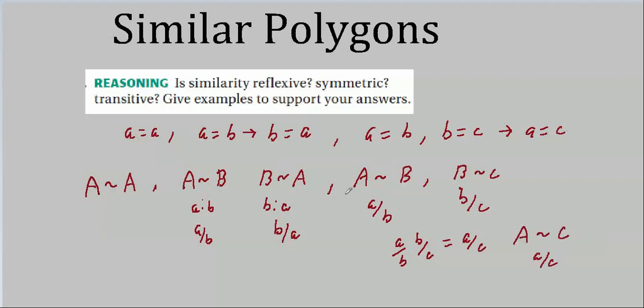This is not a really cool two-column rigorous proof, but the fact is similarity is reflexive, symmetric, and transitive, and you could reason this way to convince yourself that that's true. Or you can go nuts and have a really rigorous two-column proof, which isn't what they asked for. And that's about it for now.